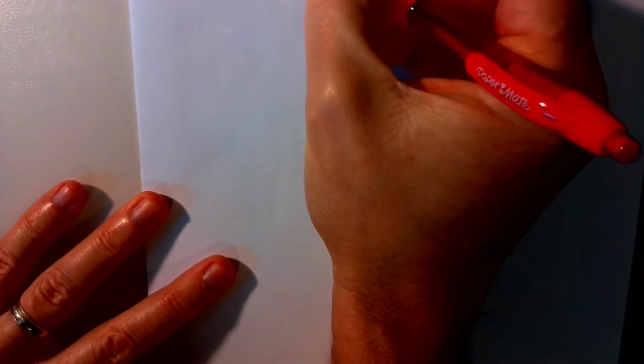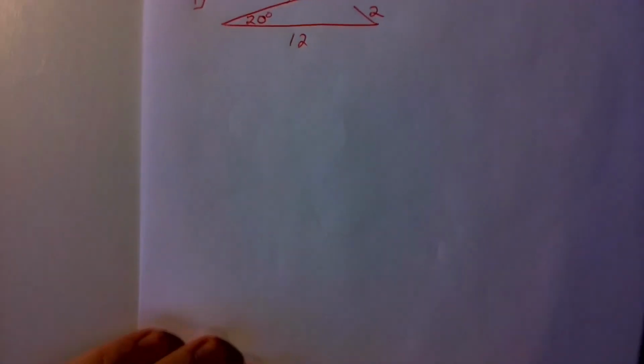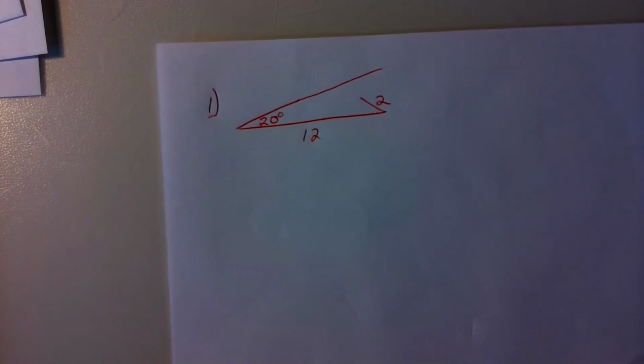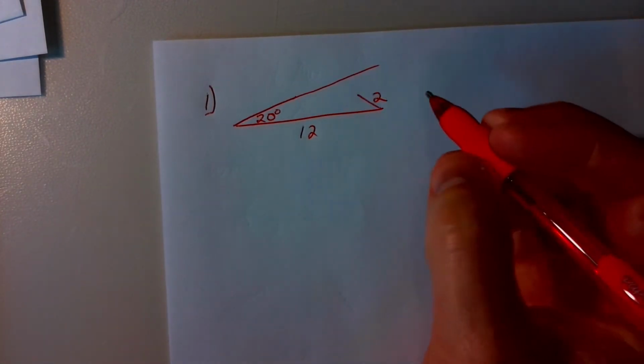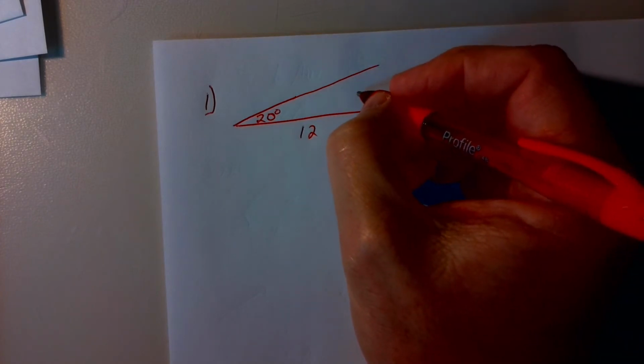Here we go. Let's try this first picture. Let's go 20 degrees. We'll make this nice and small, and make this 12, and make this 2. Even though that's 20 degrees, that's a really small angle. I don't think the 2 is going to touch, but we're going to check it to see if it actually works out or doesn't work out.